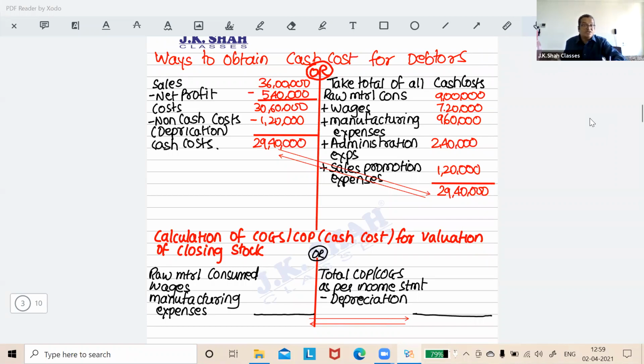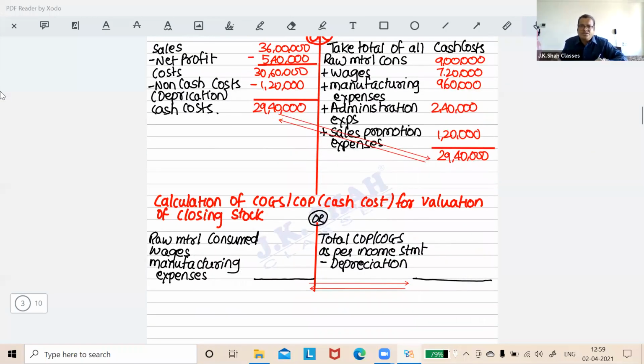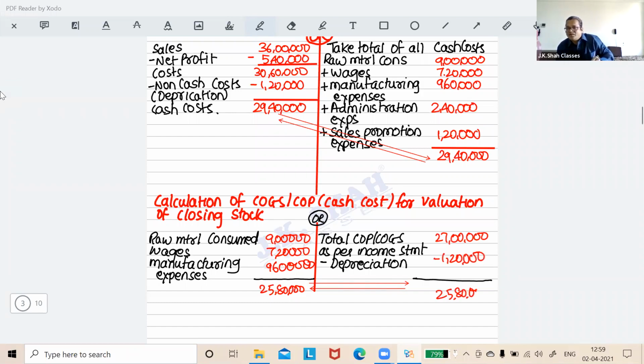This explanation was very important. Same way you could do it for valuation of COP and COGS. Raw material consumed, 9 lakh. Wages, 720. Manufacturing expenses, 960. Take a total of this, 2580. That's what you've done. Or you said, no sir, we did it like this: we took 27 lakh and we removed 120. Ultimately you will come to the same number. Either take only cash cost, or from the cost of goods sold, remove depreciation.